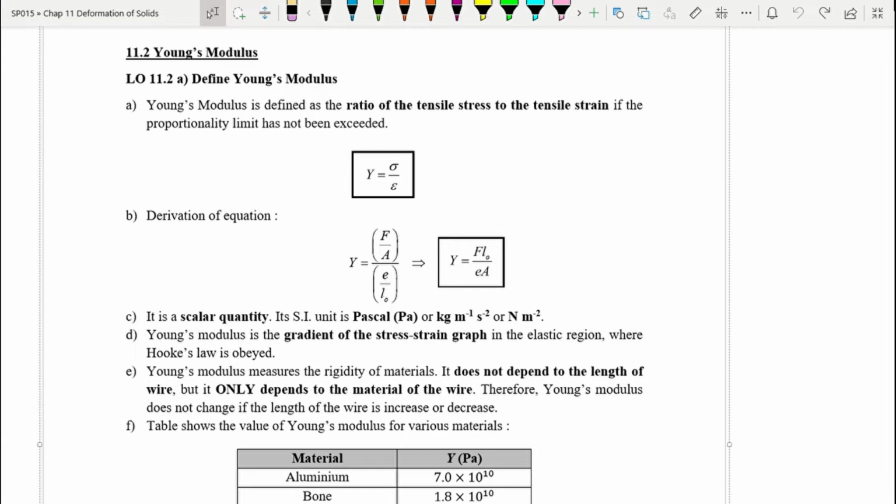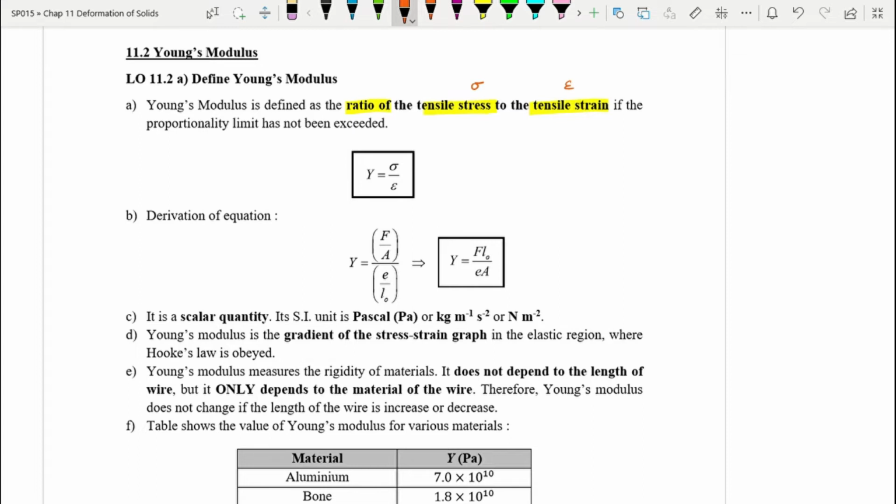So we are going to define Young's modulus and look at the mathematical relation of Young's modulus. Young's modulus is defined as the ratio between tensile stress and tensile strain if the proportionality limit has not been exceeded. As simple as that, we just divide stress, which is sigma, by strain, which is epsilon.